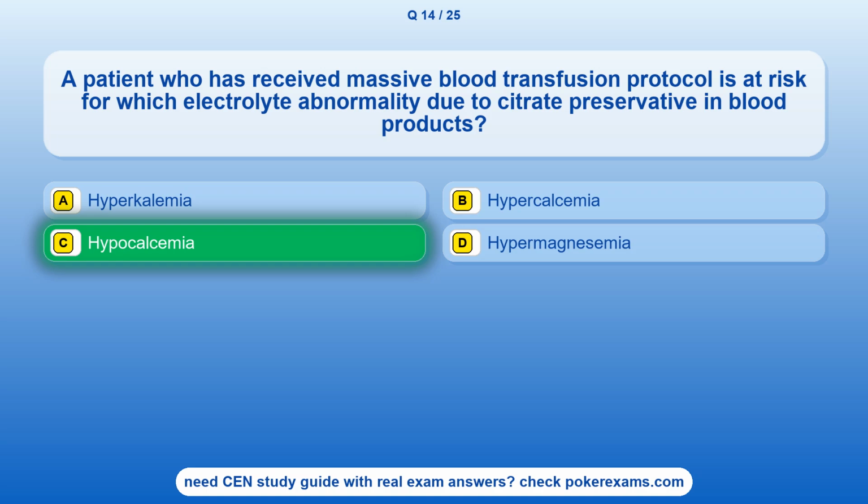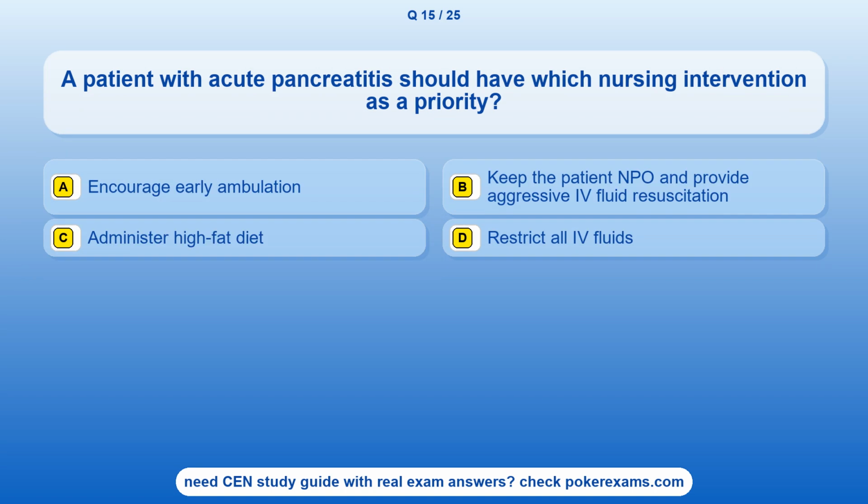The correct answer is option C. Hypocalcemia. Question 15. A patient with acute pancreatitis should have which nursing intervention as a priority? Option A. Encourage early ambulation. Option B. Keep the patient NPO and provide aggressive fluid resuscitation.